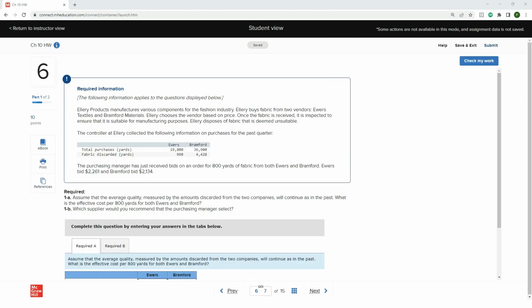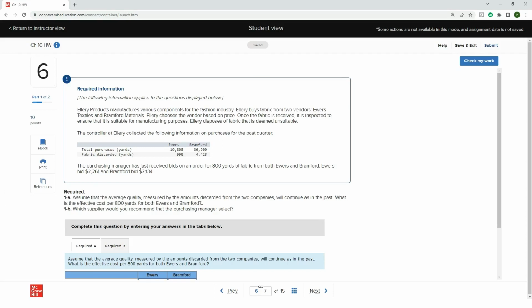Question number 6. Ellery Products is buying fabric from 2 different vendors, Ewers and Bramford. We need to buy 800 yards of fabric, and we need to figure out who to buy it from. Ewers is bidding $2,261 for those 800 yards, and Bramford is bidding $2,134. So Bramford's price is a little bit lower. But we also have to consider how much of their fabric is good fabric.